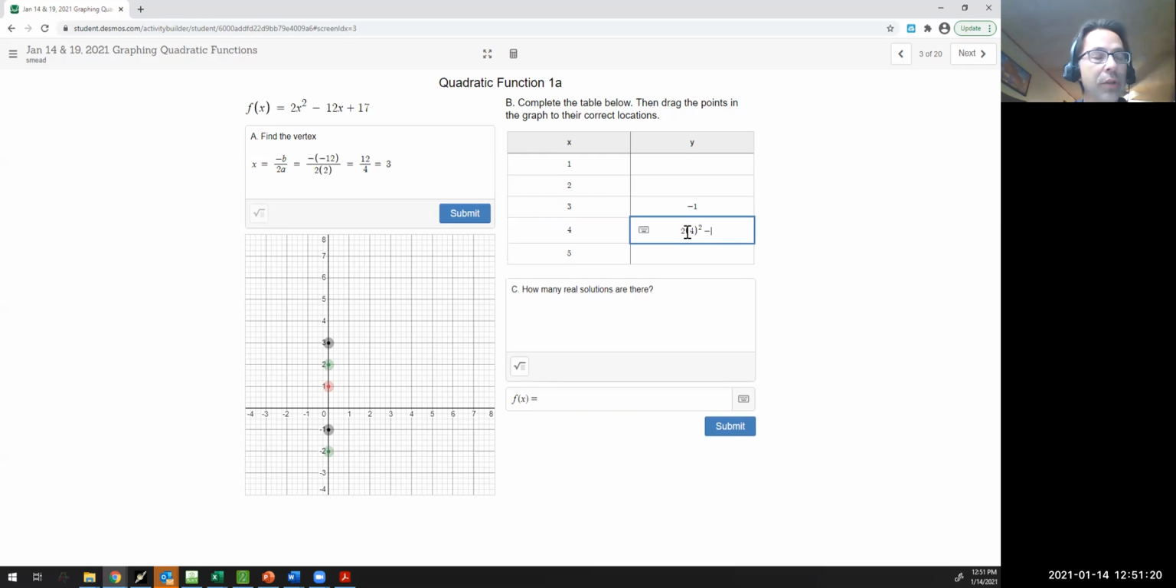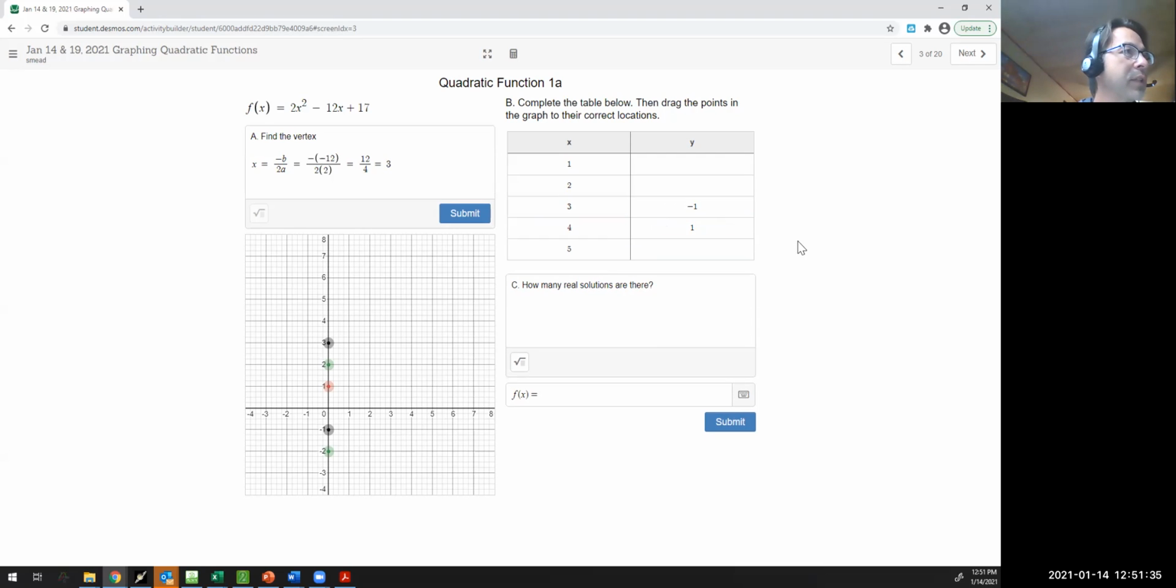I'll show you a little shortcut. Okay, and I'm gonna go down and it tells me the answer is +1. So all quadratic functions are symmetrical. If this is 1, this one will also be 1. So it's like literally I'm saving you half of the work.